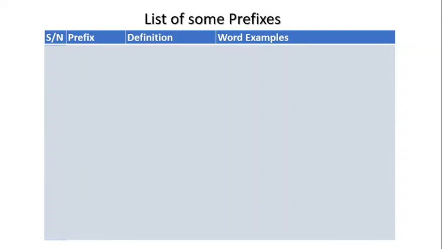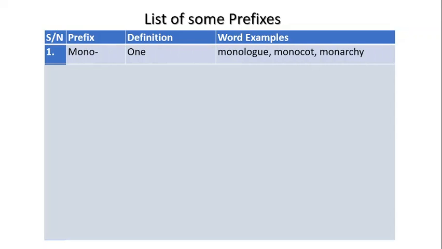We can see our serial number, our prefix, the definition, that is the meaning of the prefix, then word examples with the prefixes. Look at this first one. Mono. Many of us have heard of the element mono in most of the words, as in monologue, monocot, or monocotyledon, monarchy. You can see that mono, what is the definition here? One. So mono stands for one, and any word that has the prefix mono means one out of many. What is monologue? Monologue is one person talking. What about monocotyledon? One seed leaf. Those of you who are in sciences know what is meant by monocot.